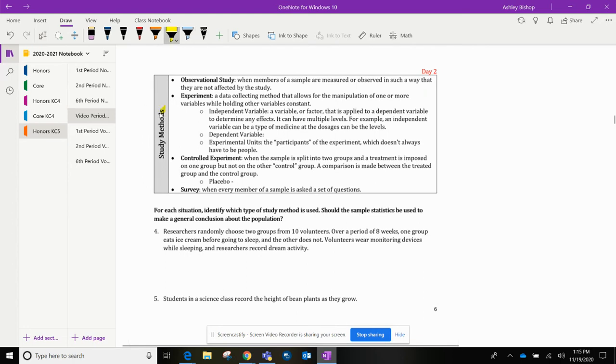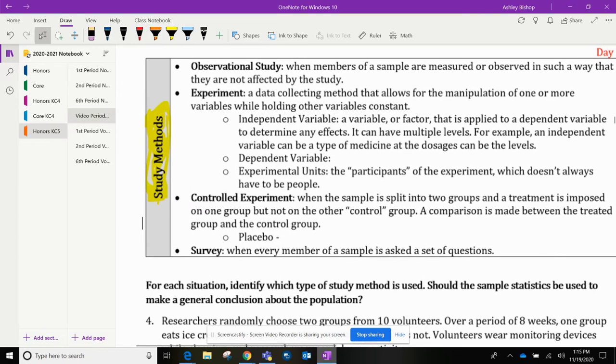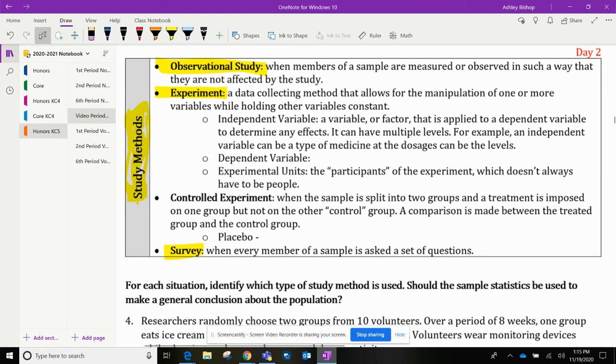So how am I going to collect my data? I figured out who I'm going to survey, but how am I going to do it? And so there's 3 types. There's an observational type of study, there's an experimental type of study, and a survey. Observation is exactly what it seems like. I am observing people. So these people are not affected by the study. They don't even know what's going on. They don't even know that I am surveying them. I'm observing them for my data.